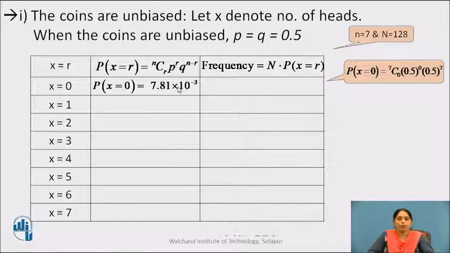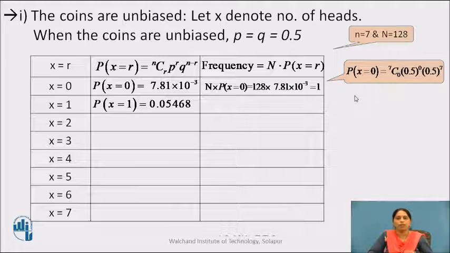Using this value of probability we will calculate the frequency. The frequency obtained is 128 into 7.81 into 10 raised to minus 3, which is nearly equal to 1, and as it is a frequency, we will round it off to the integer. So we will write down the frequency as 1. Similarly, the probability of x equals 1 is 0.05468, and its related frequency is 7.